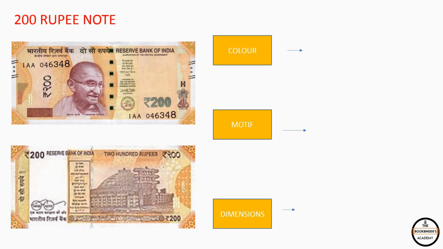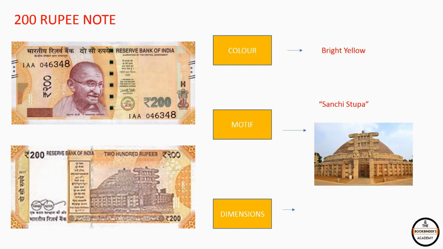This is the new 200 rupee note. The color is bright yellow. The motif is that of Sanchi Stupa, and this is the actual imagery. Sanchi Stupa is situated in Madhya Pradesh, and it was created by Ashoka in the 3rd century. Dimension is 66 by 146 millimeters.